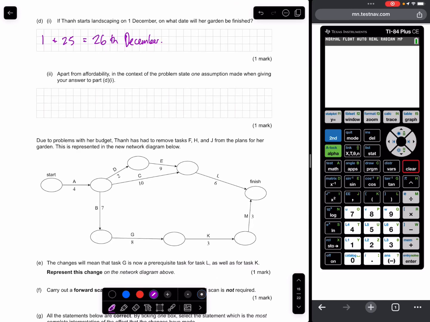Finished. Apart from affordability, in the context of the problem, state one assumption made when giving your answer to part D1.